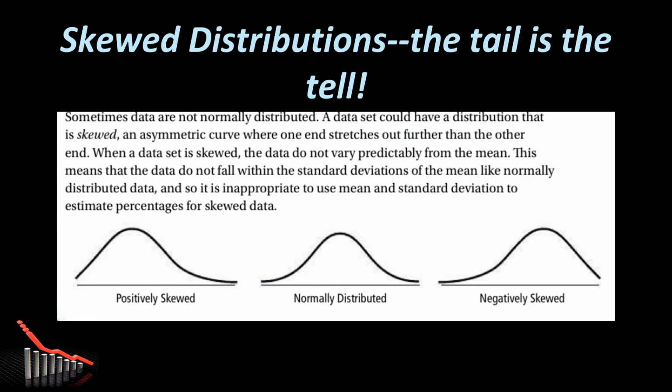Now, not all distributions are normal. Sometimes we say that they're skewed, and the tail is the tell to tell which way they're skewed. So if it's positively skewed, it means that the tail is longer on the positive side. If it's normally distributed, then you have the middle curve, and if it's negatively skewed, your tail is going to be longer on the left.